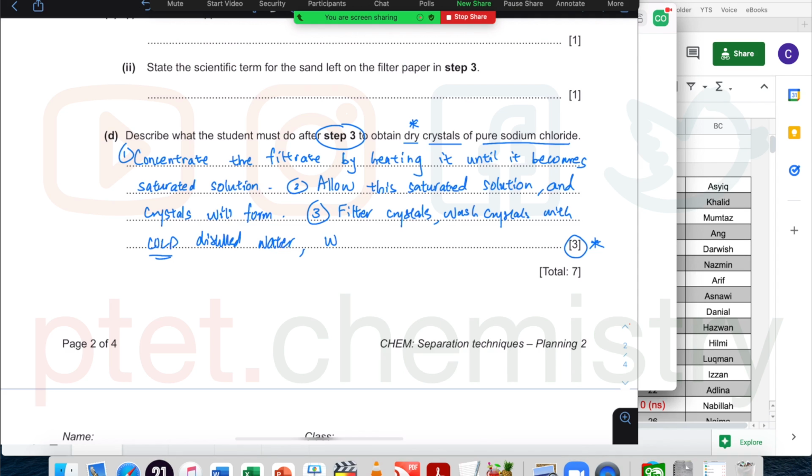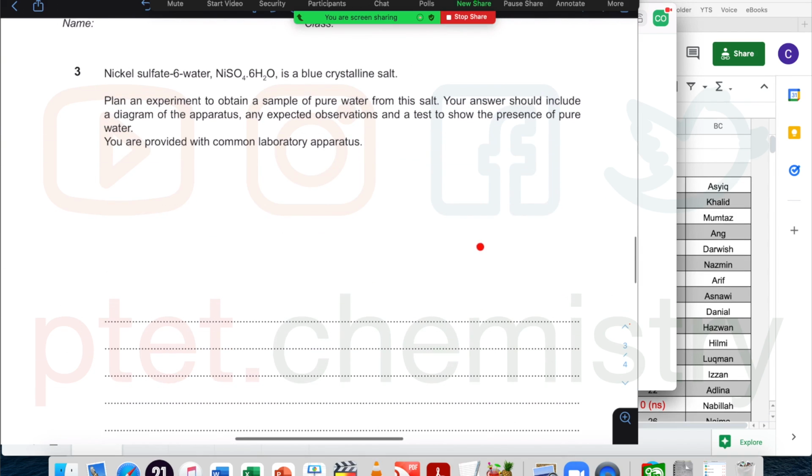After that, you need to dry, because they want the dry crystals, so you must dry the crystals that you washed already between filter paper. Okay, so those are the fixed essay points that you can prepare for crystallization, for that 3 marks. Don't want to mention too much about this, but just one idea.